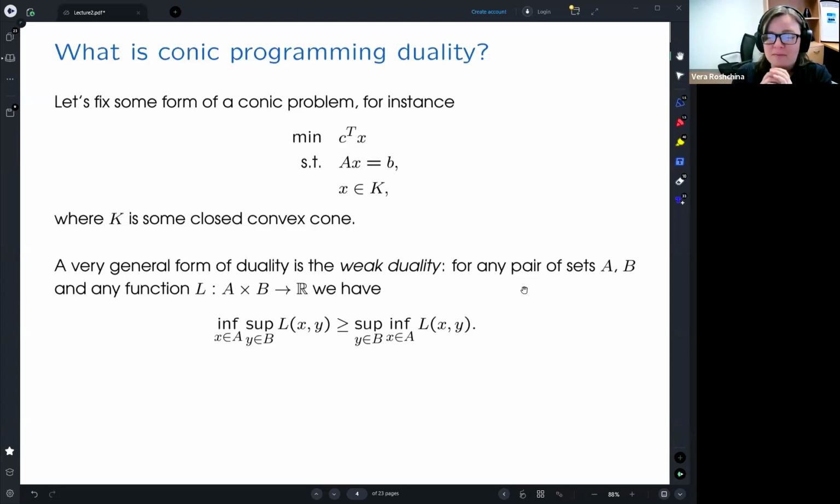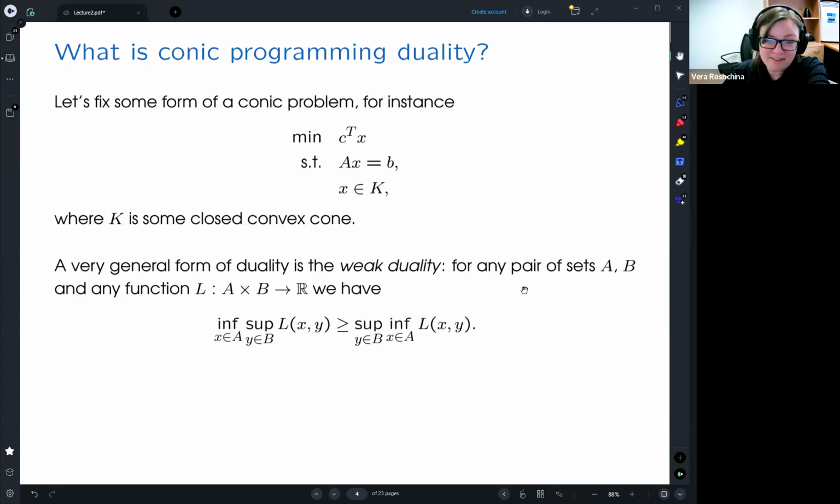There is, in my opinion, a fascinating fact. If you take any two sets, you don't need to worry about the space those sets are coming from, and you take any function that maps the product of those two sets to the real line, then we always have this weak duality. You don't need anything for this weak duality. You don't need continuity of this function. You don't need any properties. This always works.